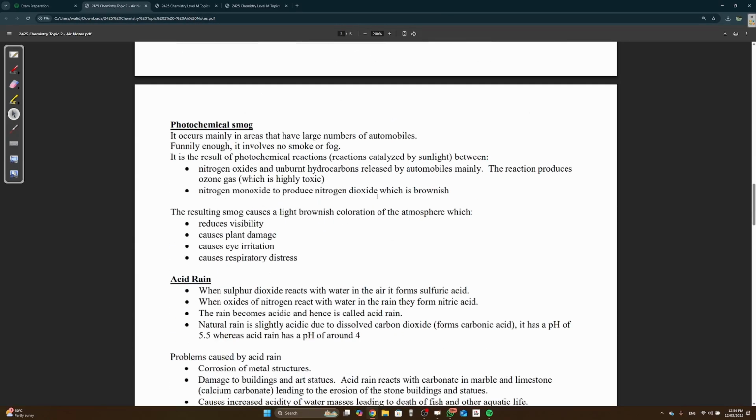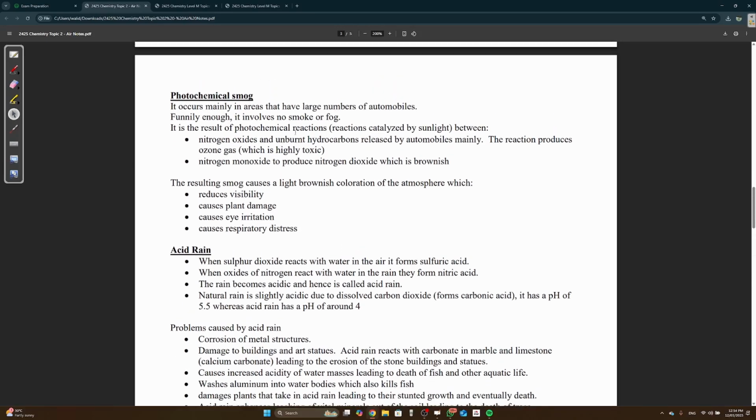Anyway, smog. What is photochemical smog? It occurs mainly in areas that have large numbers of automobiles or cars. Funnily enough, it involves no smoke or fog. It is the result of photochemical reactions. What's a photochemical reaction? This was in the written part: any reaction catalyzed by sunlight. It is the result of photochemical reactions between nitrogen oxides and unburnt hydrocarbons released by automobiles mainly. The reaction produces ozone gas, which is highly toxic. Ozone is O3, and it reacts with nitrogen monoxide to produce nitrogen dioxide, which is brown.